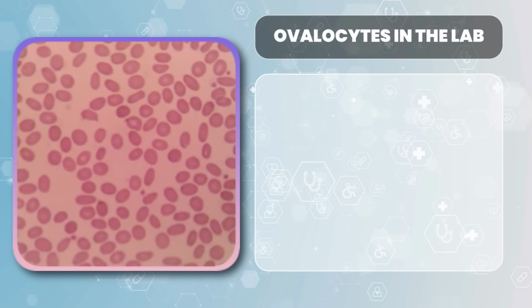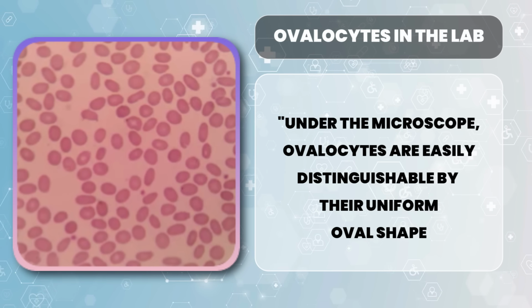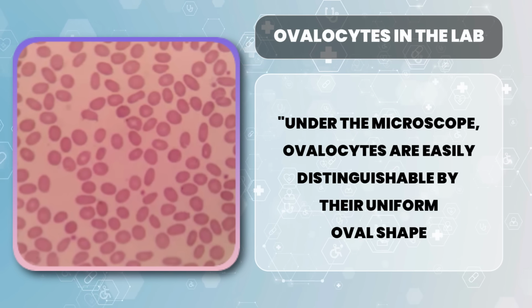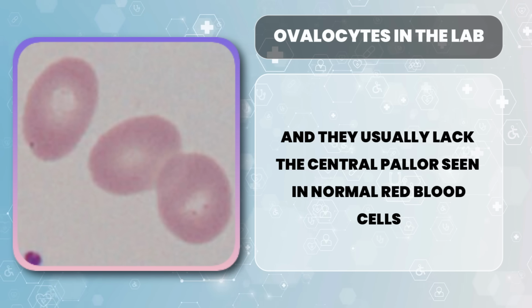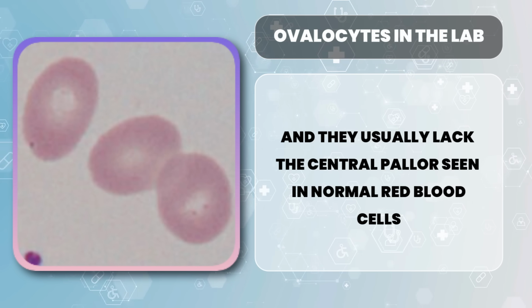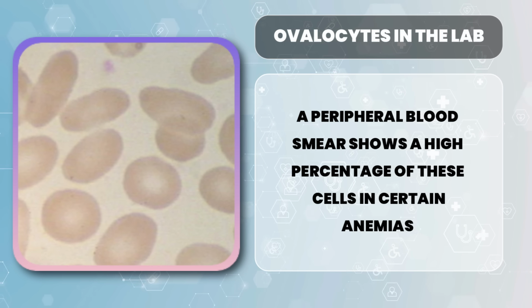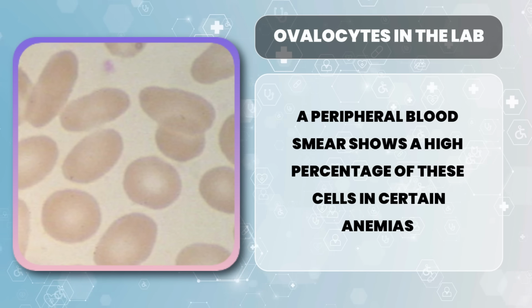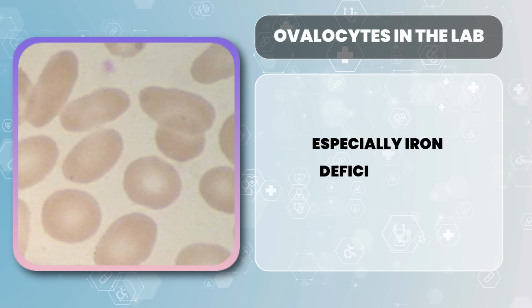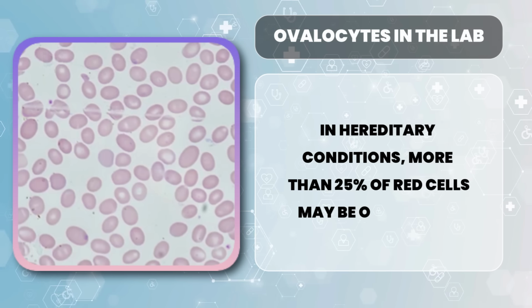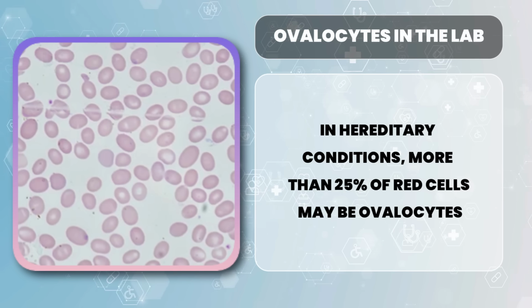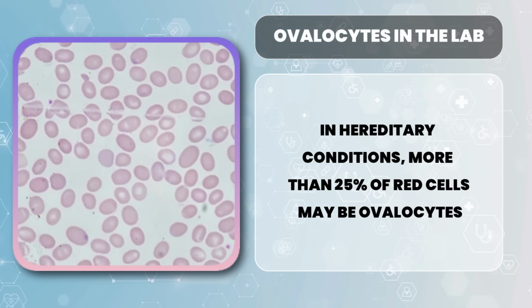Ovalocytes in the lab. Under the microscope, ovalocytes are easily distinguishable by their uniform oval shape, and they usually lack the central pallor seen in normal red blood cells. A peripheral blood smear shows a high percentage of these cells in certain anemias, especially iron deficiency or thalassemia. In hereditary conditions, more than 25% of red cells may be ovalocytes.